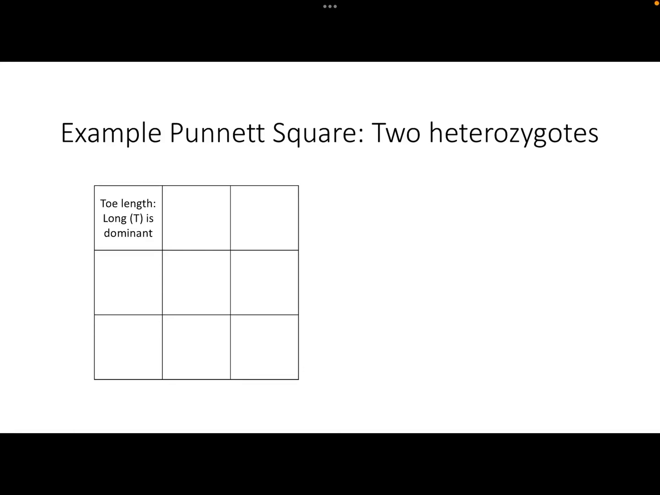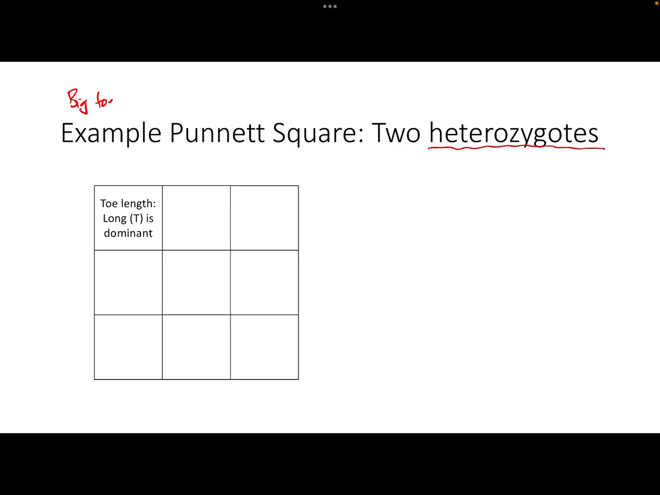All right, now that you've seen Punnett squares being used by the Amoeba Sisters and you've got some definitions under your belt, let's go through an example. With this one, we're looking at two what we call heterozygotes. So these are two parent organisms that are both heterozygous. And the particular trait that we're going to be looking at is big toe length.